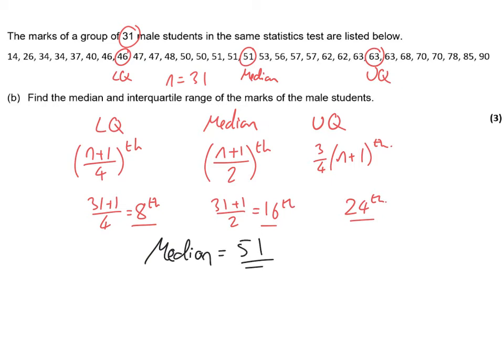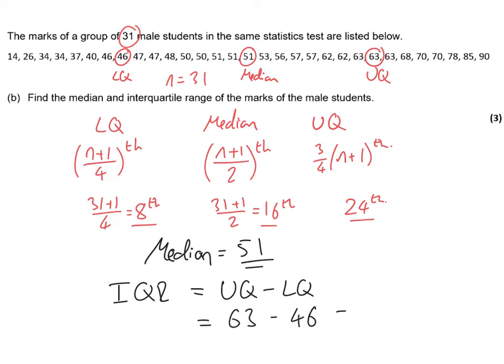So the median is 51. The interquartile range is the upper quartile subtract the lower quartile. So 63 minus 46. That gives you 17. So 51 and 17 are the answers.